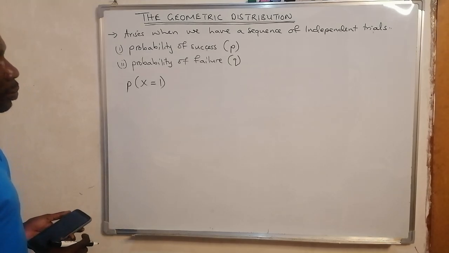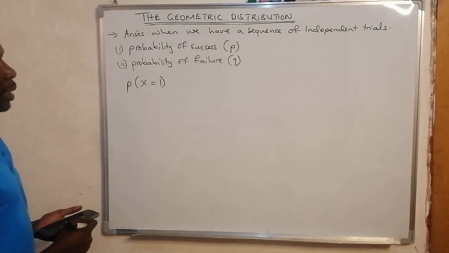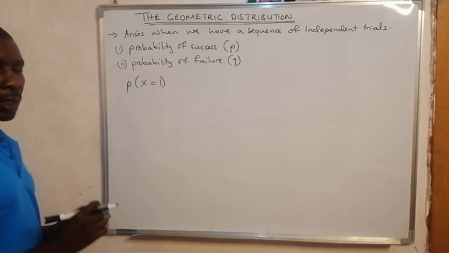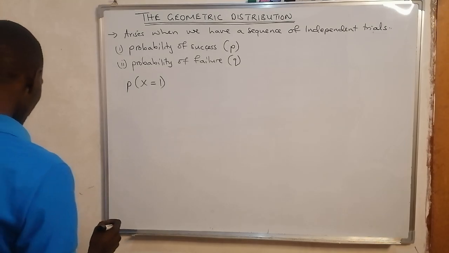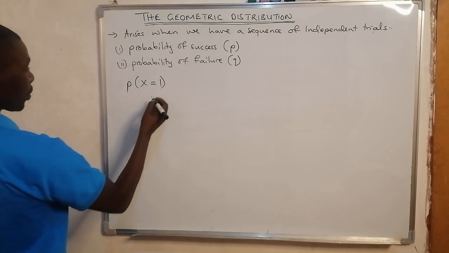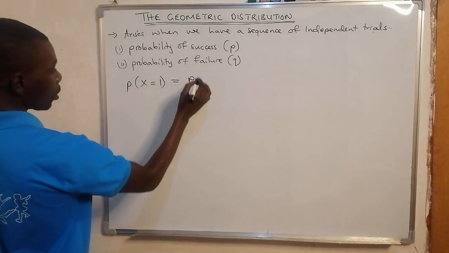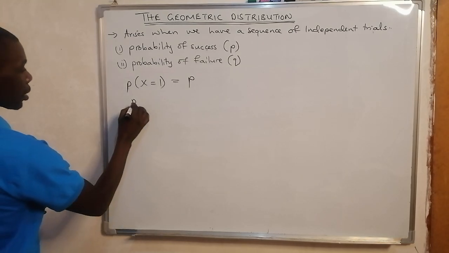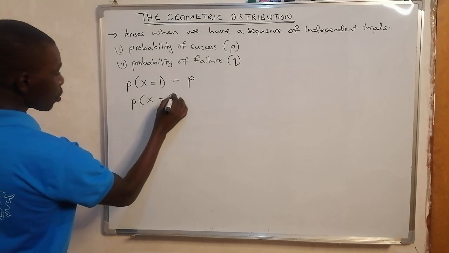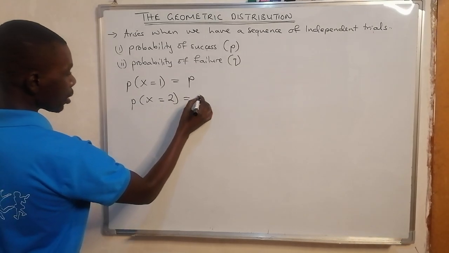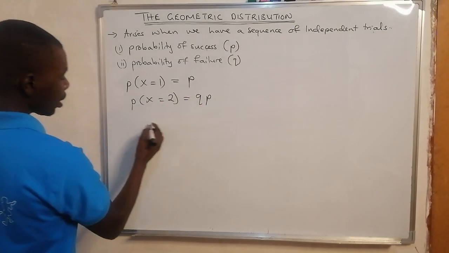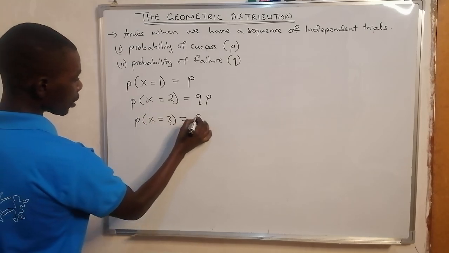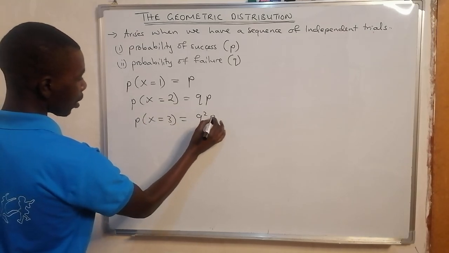Under geometric distribution we start from 1, but under binomial distribution and Poisson distribution we start from 0 number of trials. So if we have probability of x equals to 1, we use our probability of success P. Then if it is P of x equals to 2, we use Q times P. Then if it is P of x equals to 3, we use Q squared P.